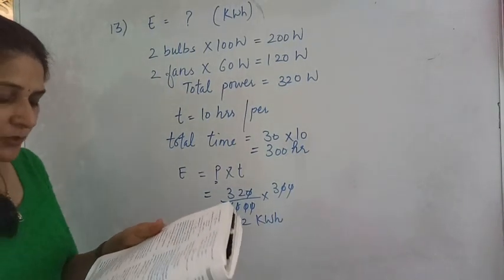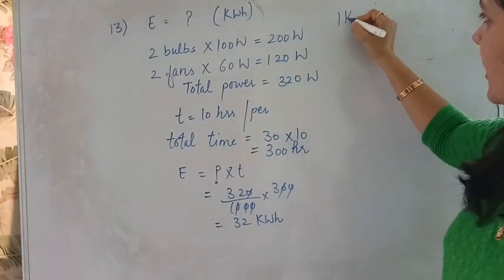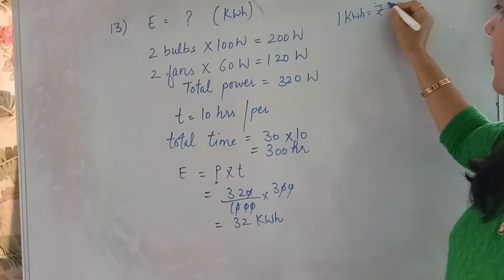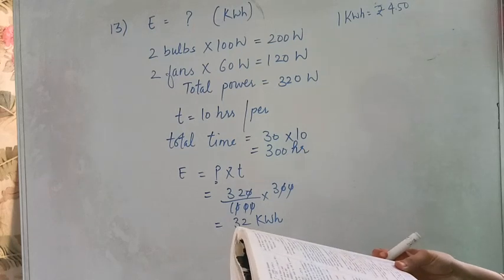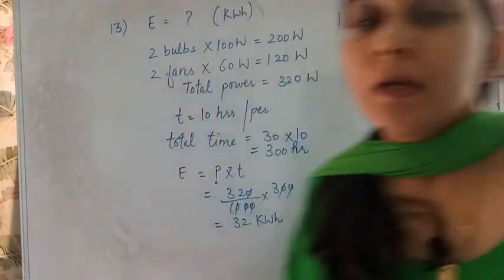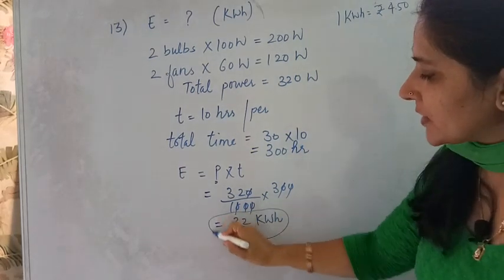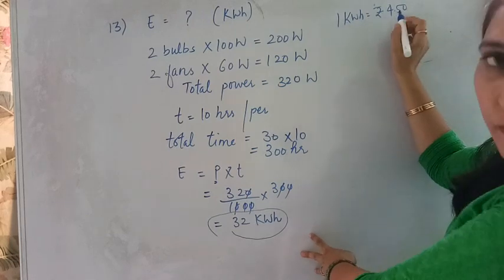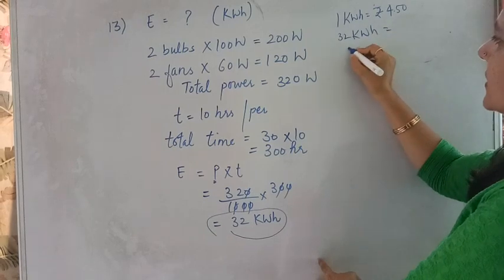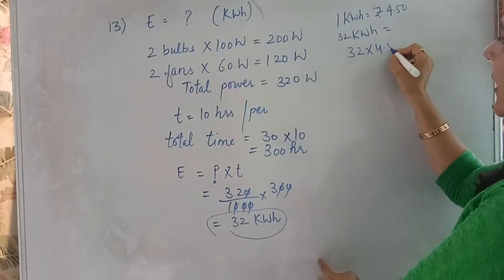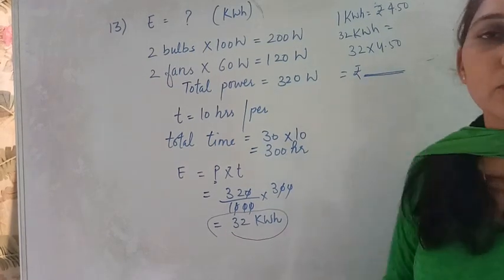Okay, next: if the cost per unit is 4.50, if 1 unit means 1 kilowatt hour costs rupees 4.50, calculate in part A the amount of electric bill to be paid. Means you need to find out how much bill we are supposed to pay according to this energy consumption. So for 1 kilowatt hour it is 4.50. So for 32 kilowatt hour what can we say, beta? That is 32 into 4.50, and whatever answer we get will be in rupees. That is the bill which we are supposed to pay.